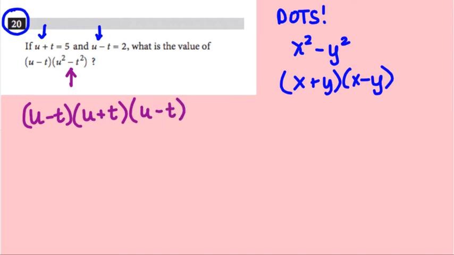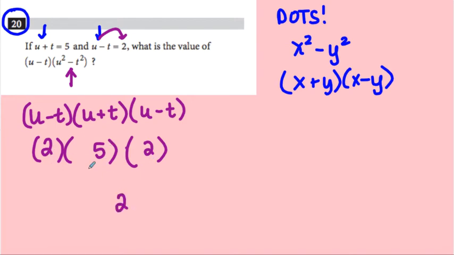Okay, so now if you looked at my video on noticing with substitution, right now is a great place to use substitution. They told me that u minus t was equal to 2, so 2. And they told us u plus t was equal to 5, so 5. And u minus t was equal to 2. All I do is multiply the numbers. 2 times 5 is 10, 10 times 2 is 20. So my answer would be 20.